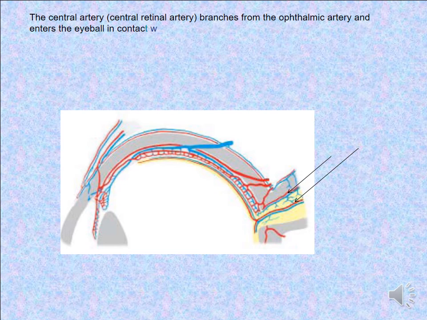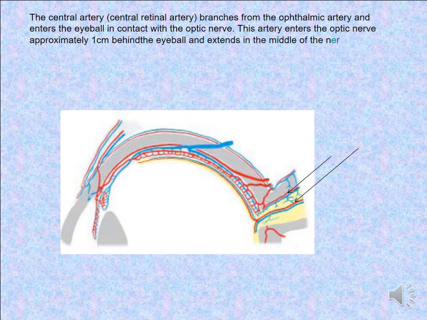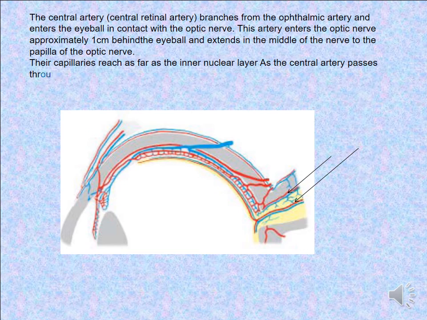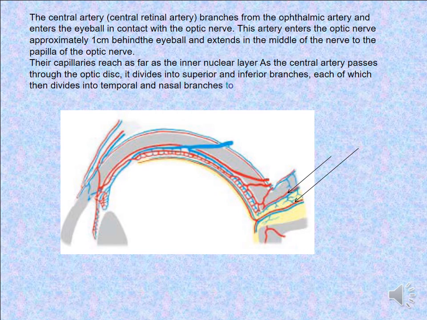The other arterial blood supply for the eye is the central artery, or central retinal artery, a branch from the ophthalmic artery that enters the eyeball in contact with the optic nerve. This artery enters the optic nerve approximately 1 centimeter behind the eyeball and extends in the middle of the nerve to the papilla of the optic nerve.